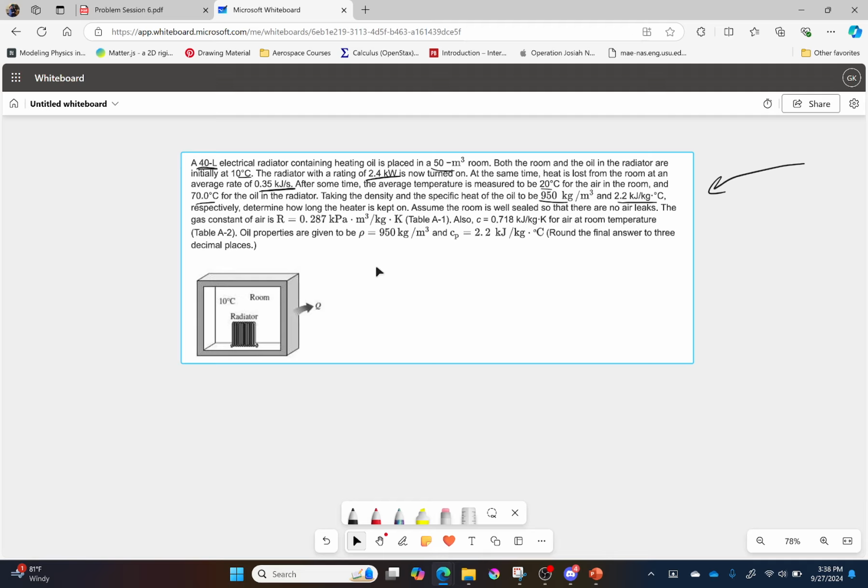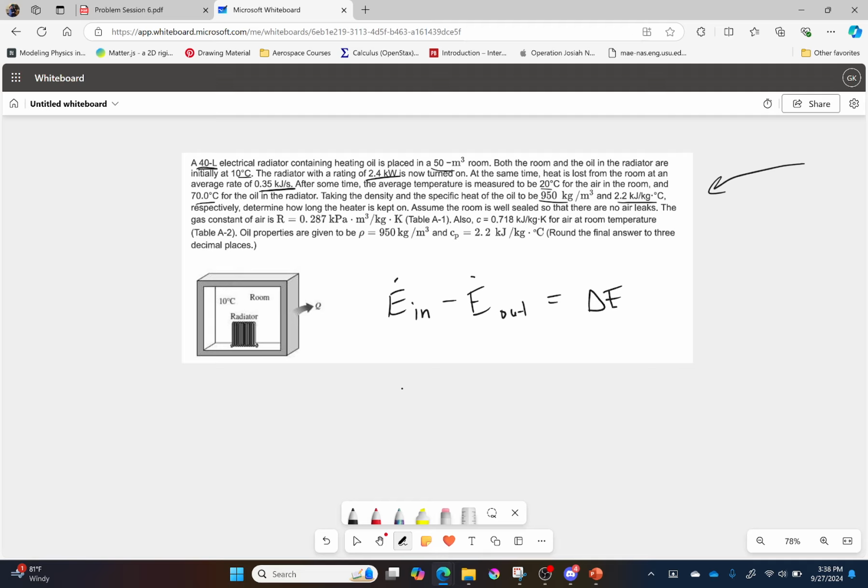Well, the first thing we're going to do is write out our conservation of energy. So what's it look like? Well, I have E dot in minus E dot out is equal to the change in energy of my system. There's a dot there. So that's all fine. So first off, what energy is going into the system? Well, that's pretty simple. Only the radiator is giving energy into the system. So I can say that E dot in is equal to 2.4 kilowatts. Not too bad.